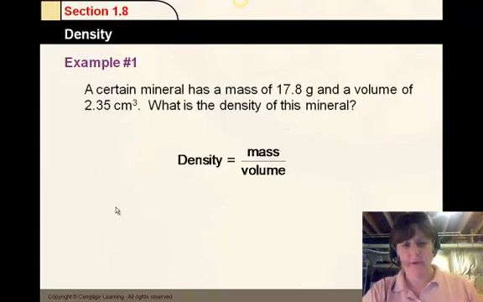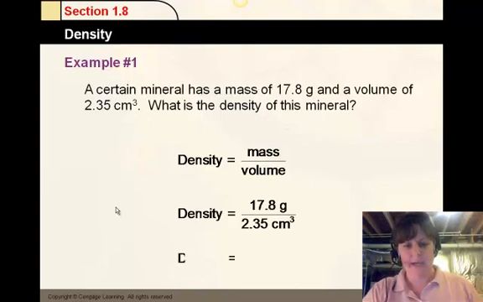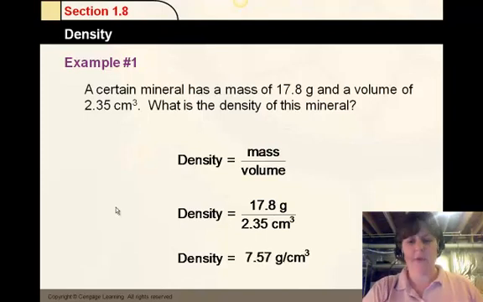So there you plug in. And how many sig figs? Hopefully you're saying 3. And yep, 7.57 grams per cubic centimeter. Make sure to put both the correct rounded answer and the unit. If you forget one of those, you will lose points on the AP exam. So you do have to have the correct sig figs.